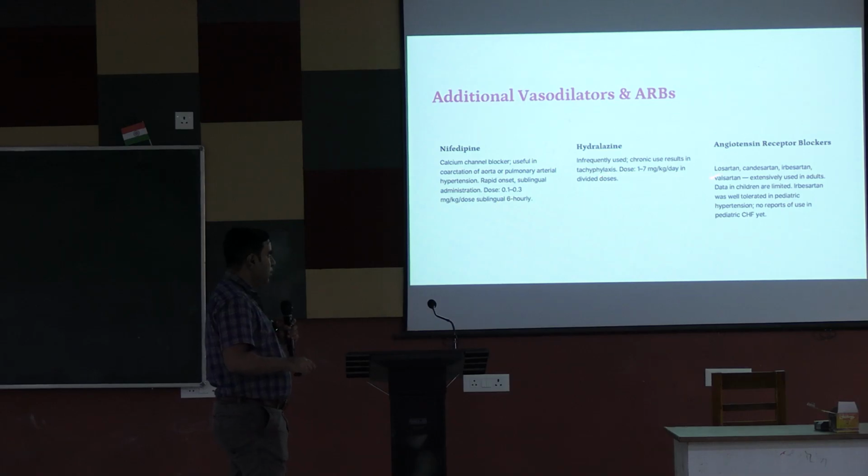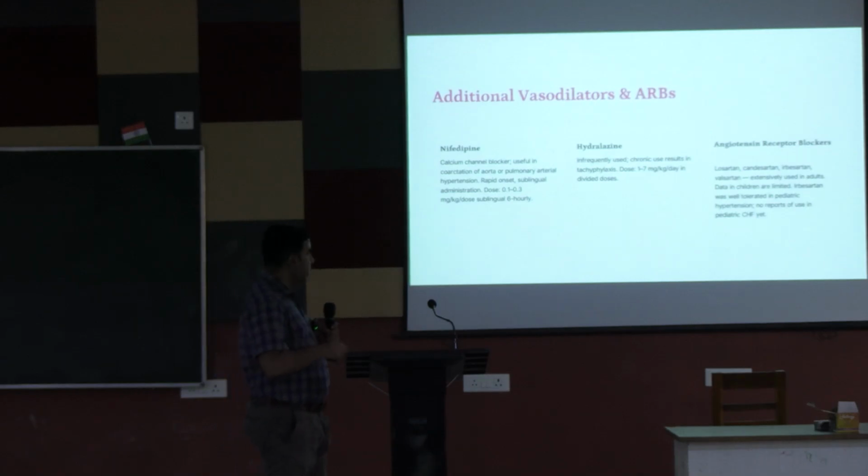Another drug which is used is the angiotensin receptor blocker. But we use more ACE inhibitors than angiotensin receptor blockers in pediatric congestive heart failure. Examples are losartan, candesartan, valsartan, but these are not commonly used. We use enalapril and captopril more frequently than these.